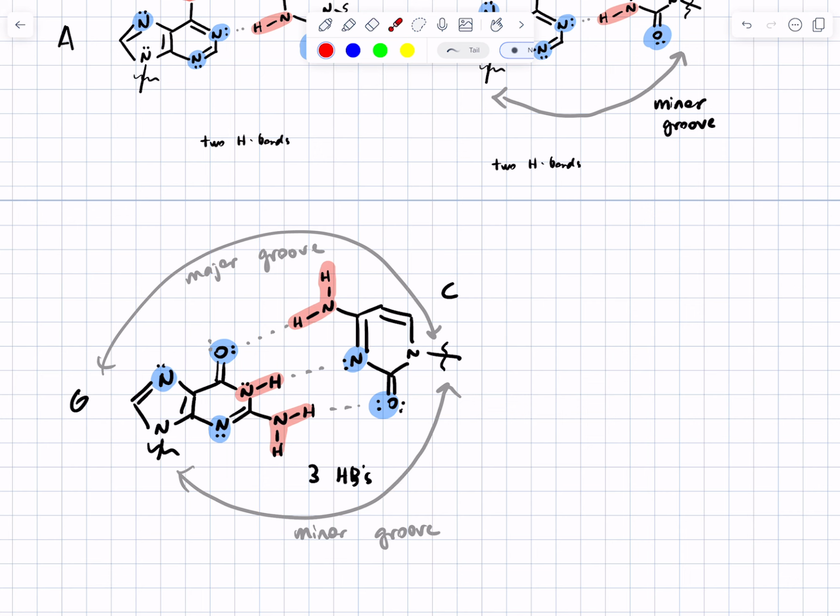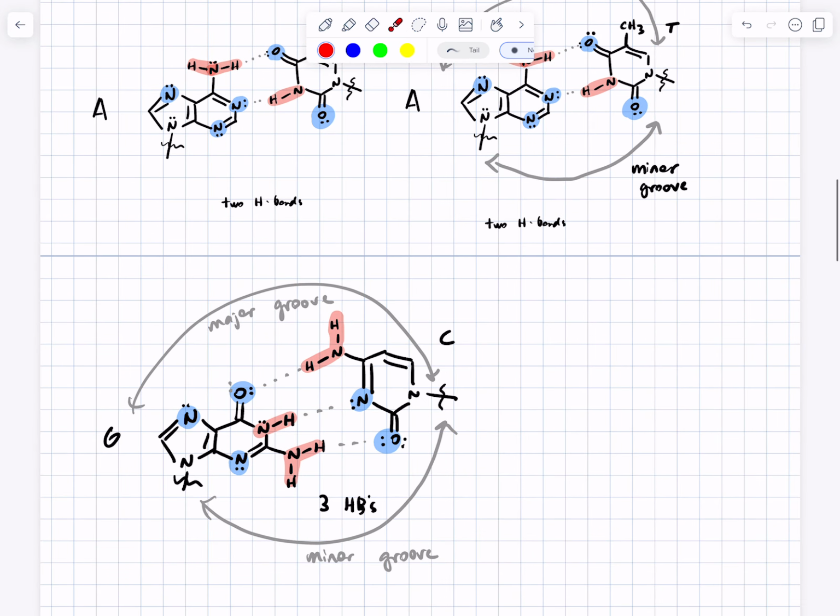We won't talk about that in any level of detail, but I want you to have the idea that even looking at the edge of a base pair, you can tell the difference between an AT pair versus a GC pair, and so on. Questions about that? Okay, so those are the bases.